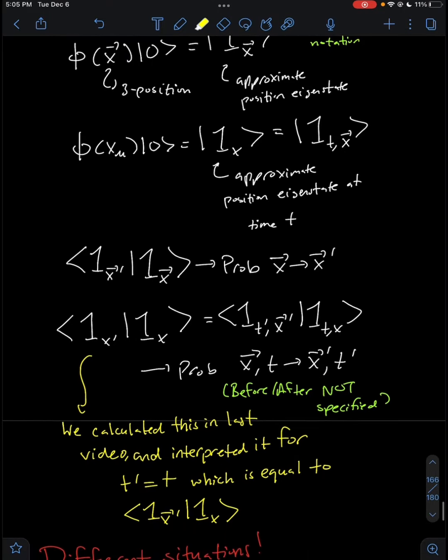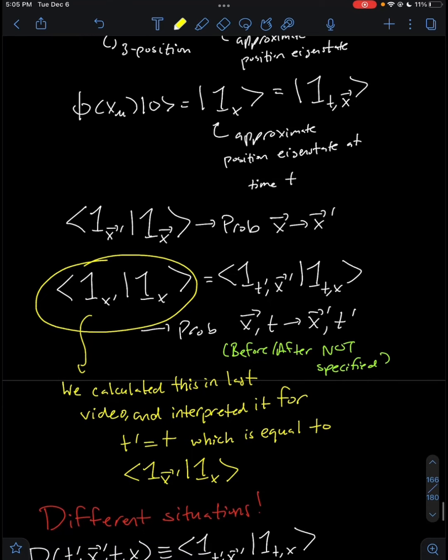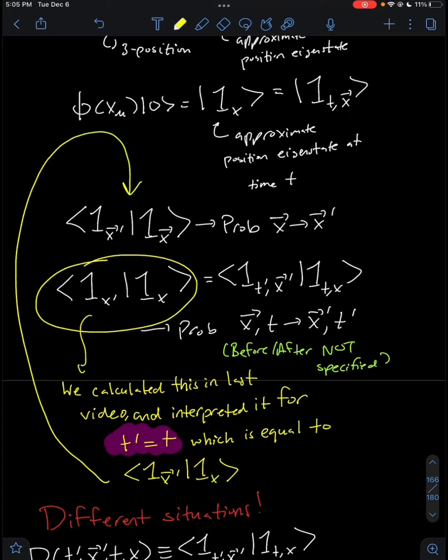Also, we looked at taking the inner product of the state with itself. We talked about this over here, and we interpreted this inner product for the case where we had equal times. When we have equal times, that just corresponds to this amplitude right over here, which tells us the probability amplitude that the particle goes from x to x prime at some equal time t, which we talked about more in depth in our last video.